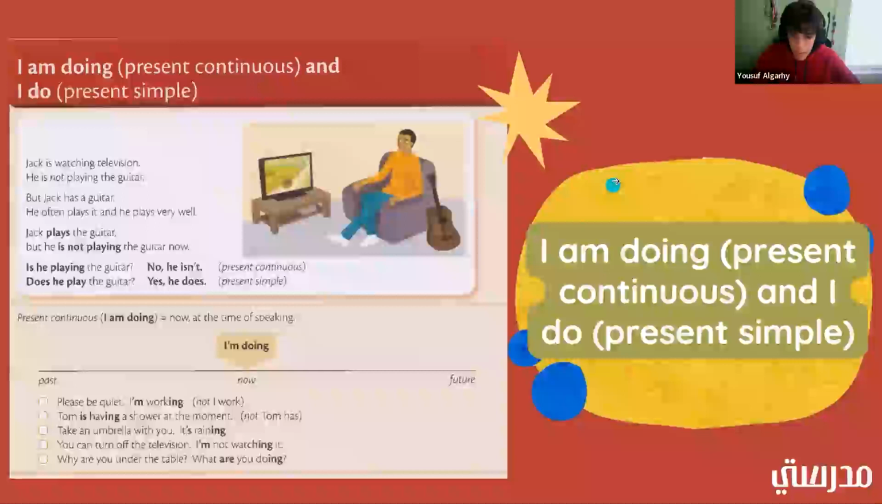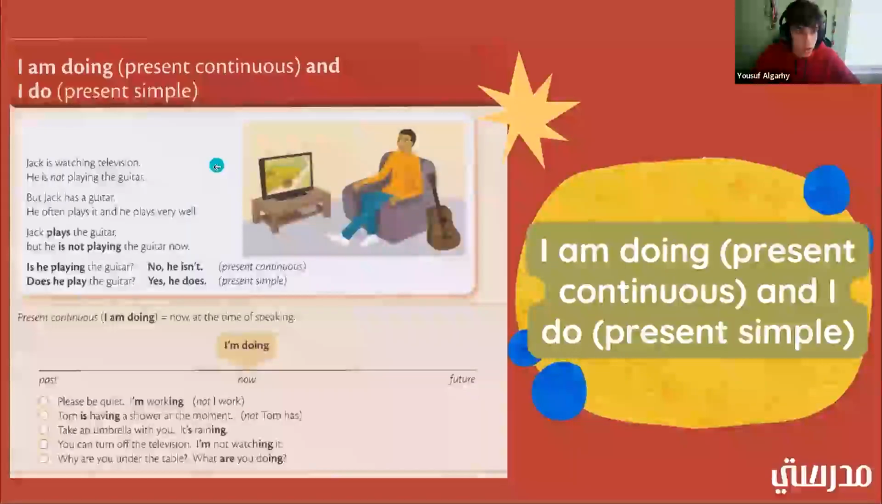All right. Okay. Now we have the next part of it. So Jack is watching television. He is not playing the guitar. But Jack has a guitar and he often plays it and he plays very well. So Jack plays the guitar, but he is not playing the guitar right now. So is he playing the guitar? No, he isn't, which is present continuous. But does he play the guitar? Yes, he does. And that's present simple.